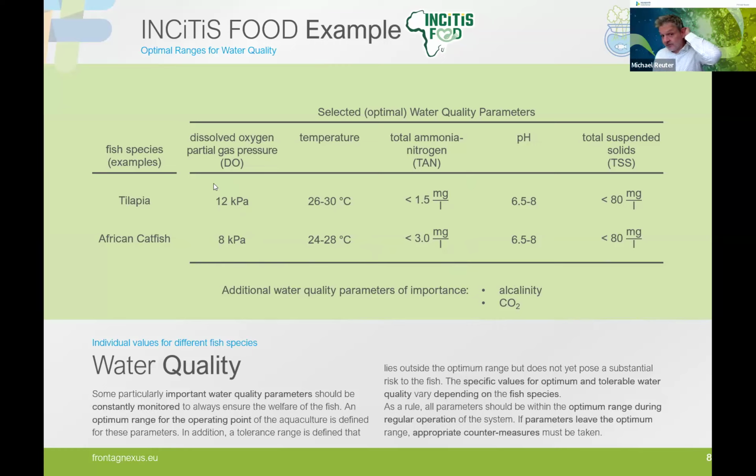I tend to give the dissolved oxygen amount as partial gas pressure, because this is what is important for the fish if we look at the exchange of oxygen while they breathe through their gills, and it's a possibility to give the dissolved oxygen in a measurement that adapts by itself to water temperature and pressure. That's why I like it.